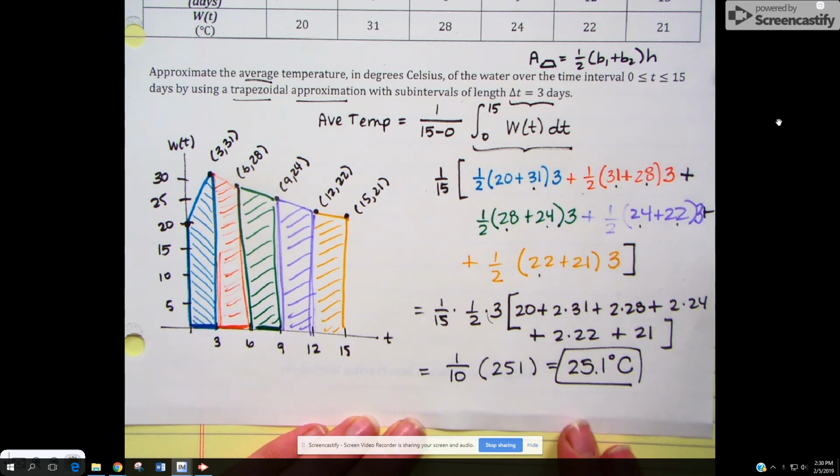I think I got cut off at the end and I'm not 100% sure where, but I think it was on the basic computation part. So you can go ahead and type this into your graphing calculator or your scientific calculator. You will need a scientific calculator for your next test, and you should have ended with 25.1 degrees Celsius. So that is trapezoidal approximations in a nutshell.